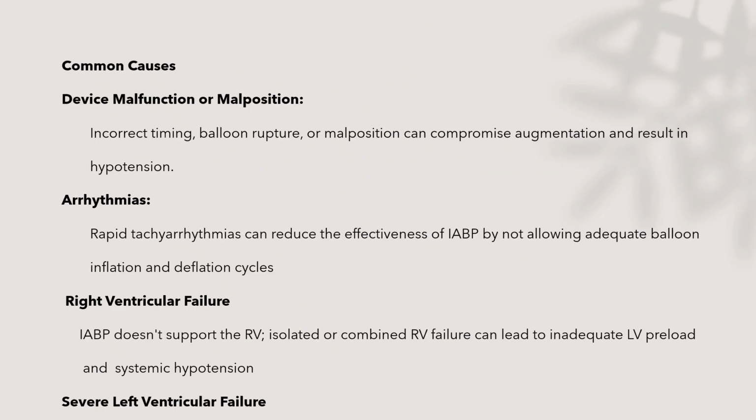Another cause is device malfunction or malposition, which we described in the troubleshooting lecture. Arrhythmias, especially tachyarrhythmias, can reduce the effectiveness of the intra-aortic balloon pump by not allowing adequate balloon inflation and deflation cycles. Right ventricular failure: the intra-aortic balloon doesn't support the RV. Isolated or combined RV failure can lead to inadequate LV preload or systemic hypotension. Also, severe left ventricular failure, with severe reduction in ejection fraction or cardiac output.